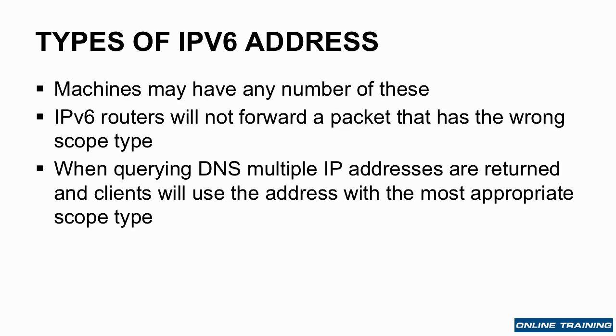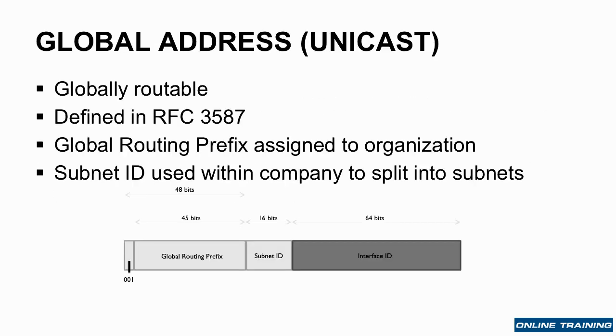Now let's look at those different types in more detail. There is the global address. This is a unicast address, a one-to-one. This is globally routable. So this is like a public IP address. Now, because there are so many possible IP addresses with IPv6, I can, as an organization, get a huge set of addresses. What actually happens is the first 3 bits of this IP address are 001. The next 45 bits are the global routing prefix. So this is assigned to my organization by that internet governing body.